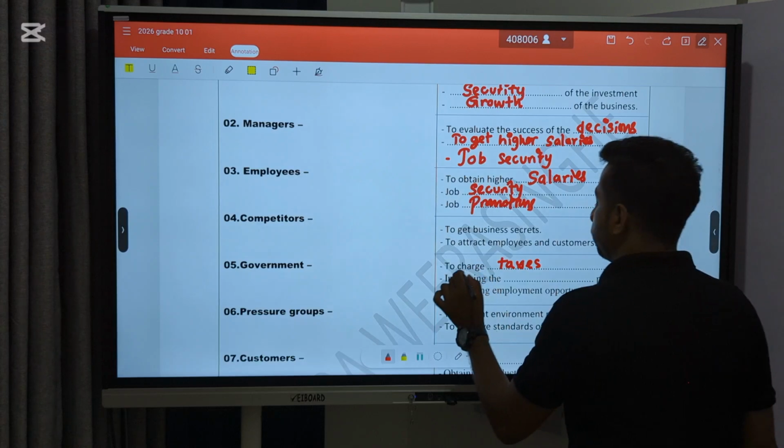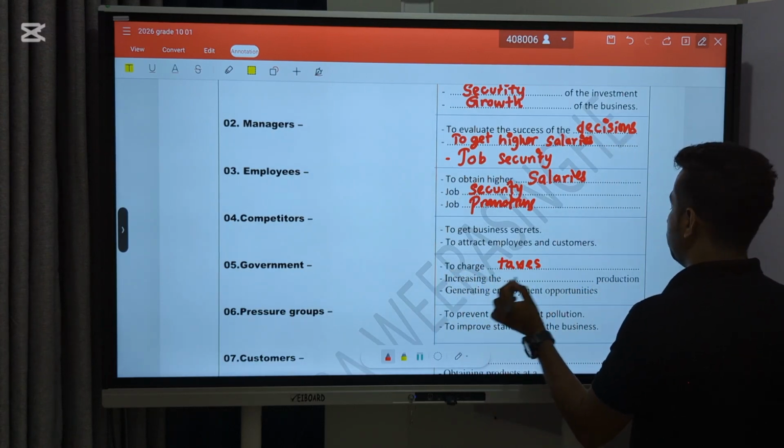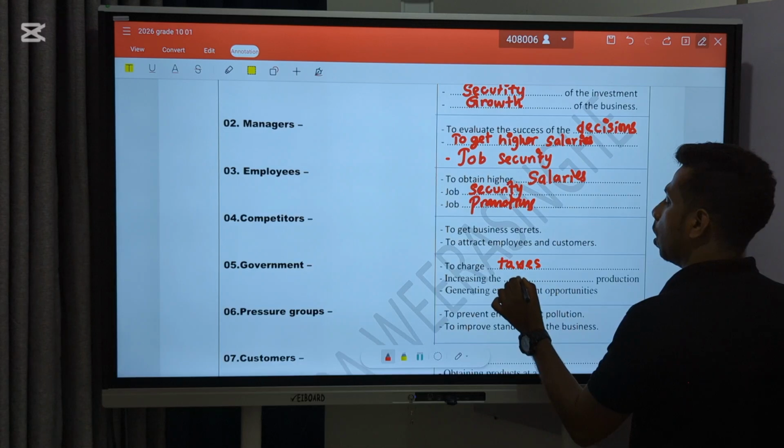And also increasing the GDP, gross domestic production. Increasing the gross domestic production.